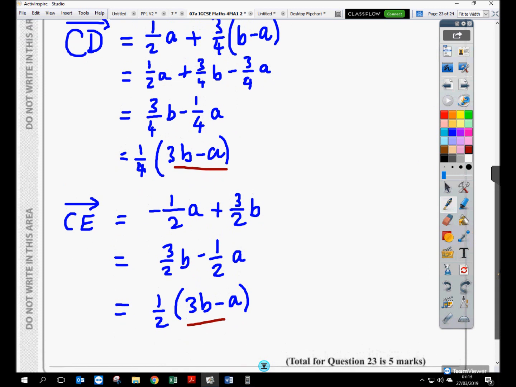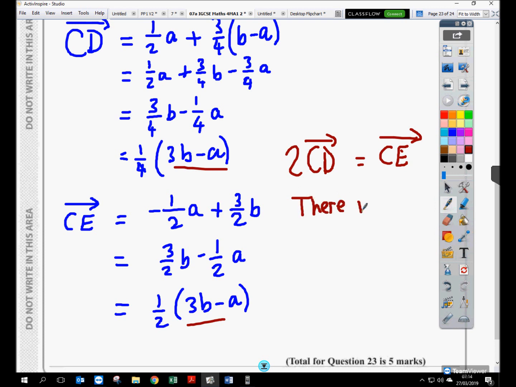Now, what you need to do now is compare CD with CE. Oh my gosh, they both have the same bracket. But what do you do to vector CD to make it vector CE? Because that's 1/4 of this, and that's half of this. So 2/4 make a half. So if you double CD, if you do 2 times CD, you end up with CE. So 2 of this vector make one of these. Okay? And also there's a common point. There is a common point D.